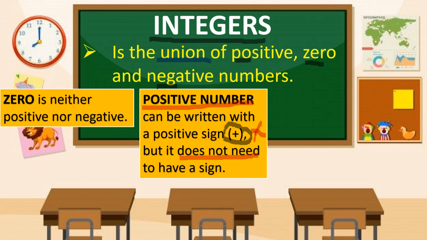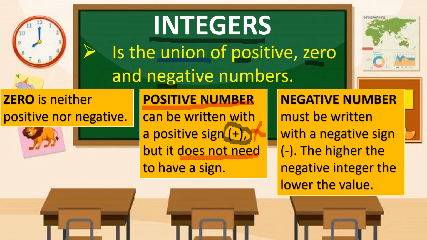This positive sign to denote that that is a positive number. Automatic po, kapag positive, you don't need to use any sign. Pag wala pong sign yung number mo, ibig sabihin that is positive. Now, a negative number must be written with a negative sign. So, kailangan nating maipakita na that number is a negative number with the use of this symbol. Okay? Ito naman yung sign na yan represents the negative number.